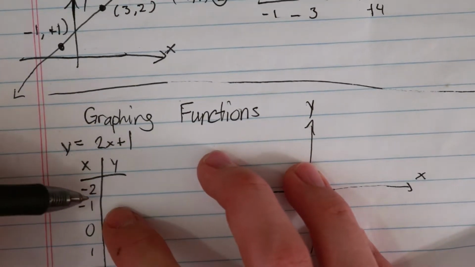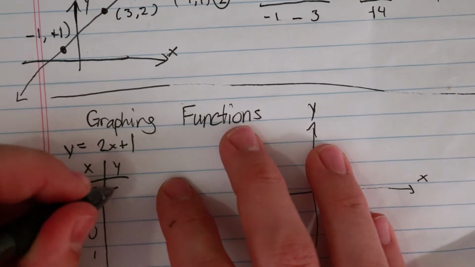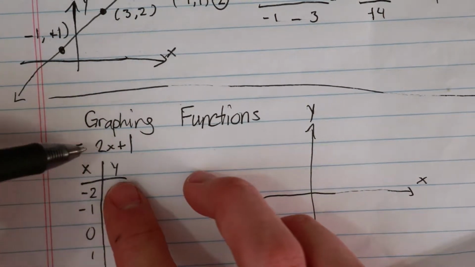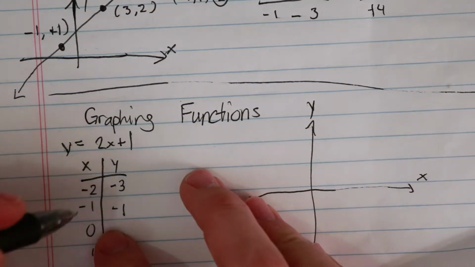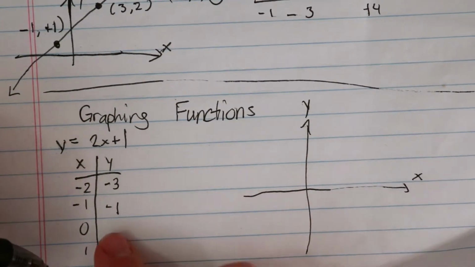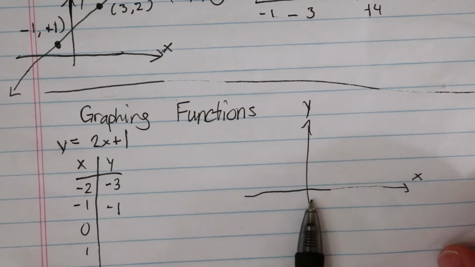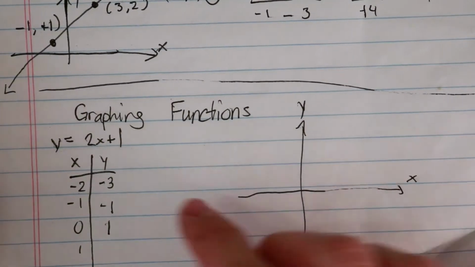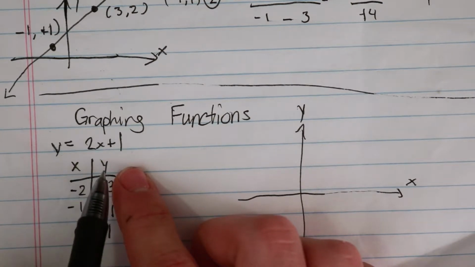So here I have -2. -2 times 2 is -4 plus 1 is -3. Do the same thing again. -1 times 2 is -2 plus 1 is -1. 0. 0 is always an easy point to get. This is your y-intercept, because if you haven't gone anywhere on the x, you are on the y-axis. So an x of 0 is going to yield 1. Notice that this is in slope-intercept form, and 1 is my b value, 2 is my slope.